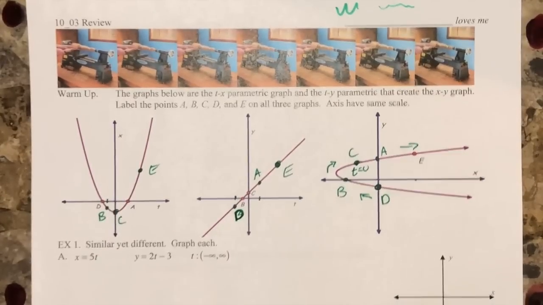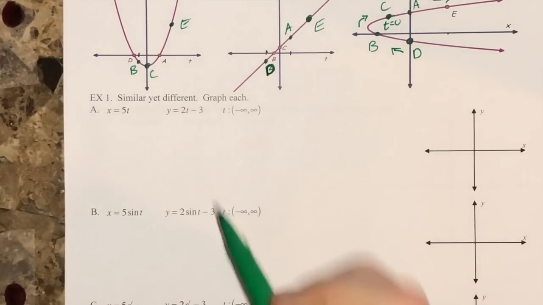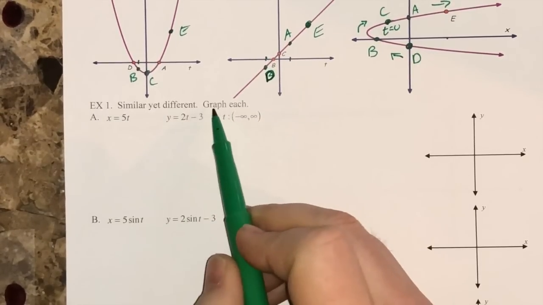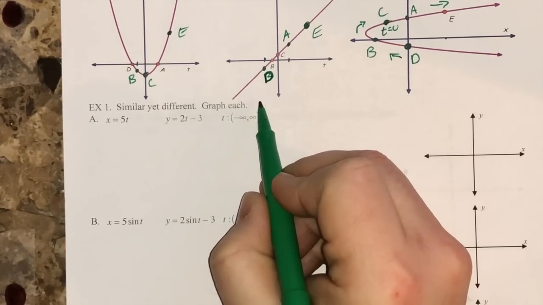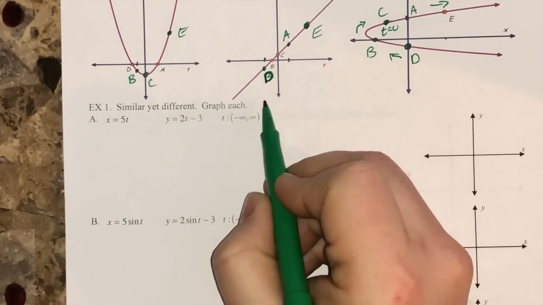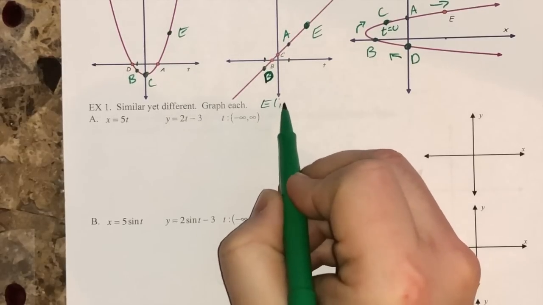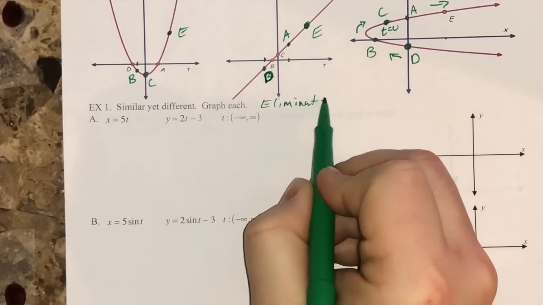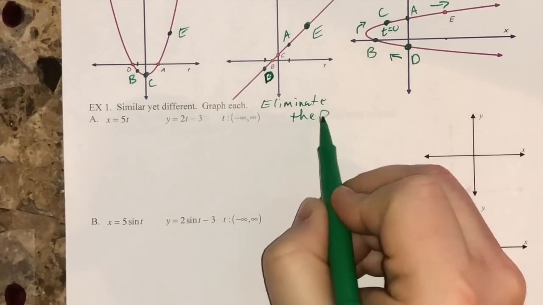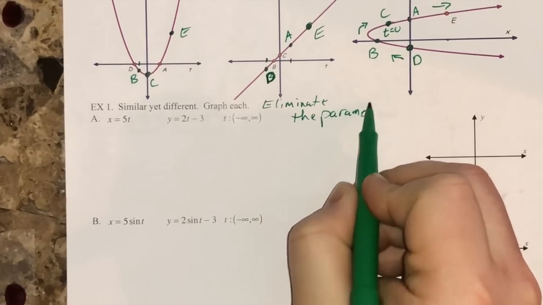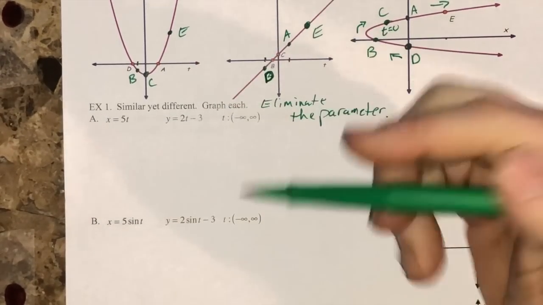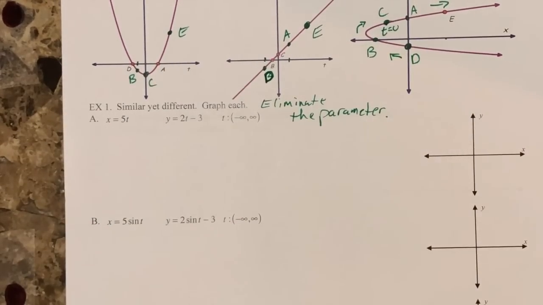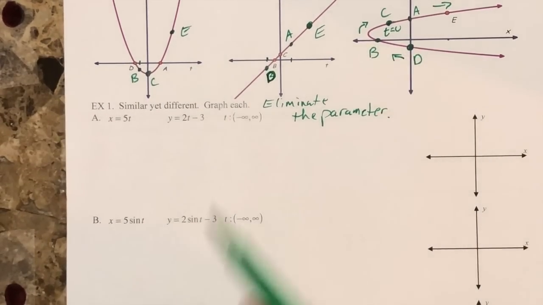The next section is where would you please graph each of the following? So I'm going to actually add a direction here. Would you also create, or the way we say it is, eliminate the parameter? So I'm going to give you, let's say, a minute per question. I'm going to give you 4 minutes. Would you please work on example 1 here, all 4 parts?